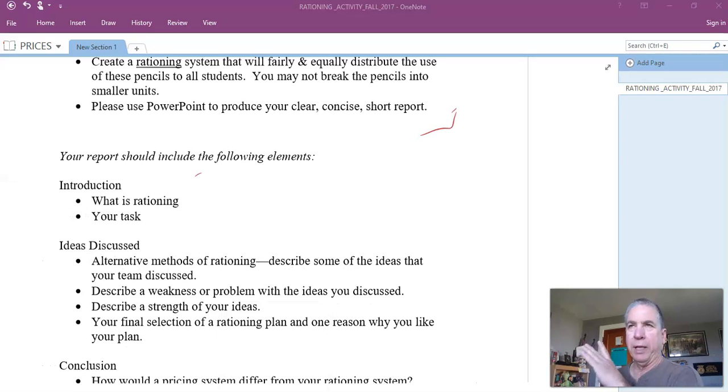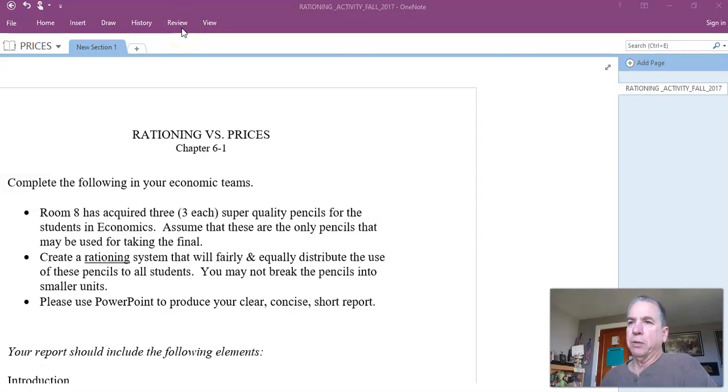I do want to add that while prices are a very effective and efficient way to distribute goods and services, there are times when it's more effective to actually use a rationing program. And so that's some of the other things that we'll take a look at as we have this discussion about rationing. Let's take a look at this here.